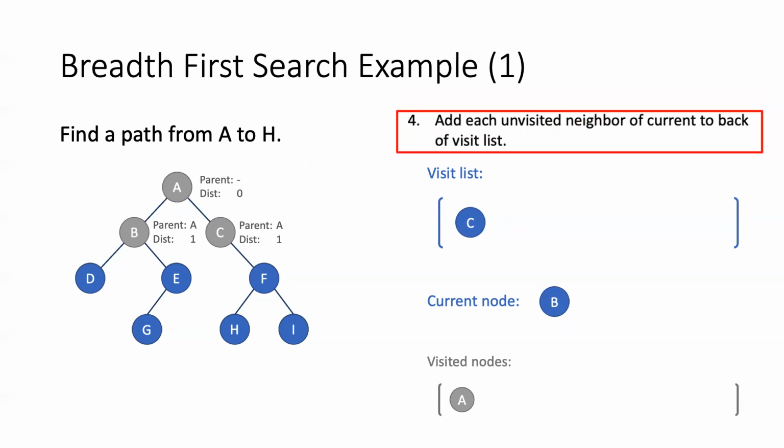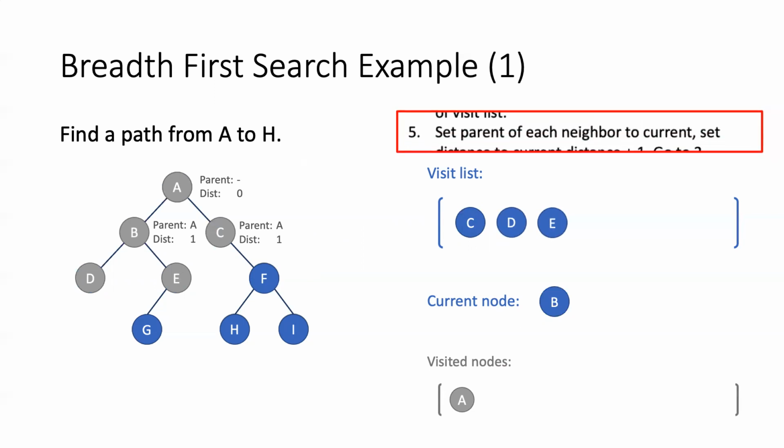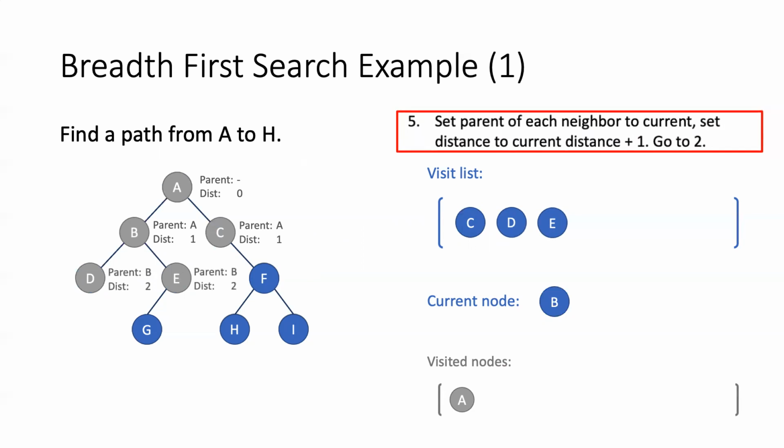So for element B, we're going to add its unvisited neighbors to the back of the visit list. If we look at B, there's D and E, which are the unvisited neighbors. We can then add those onto the visit list, and so those are now on the visit list. And then we can update their routing information.